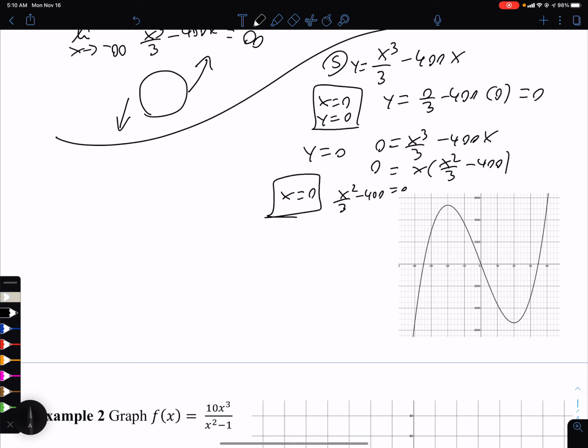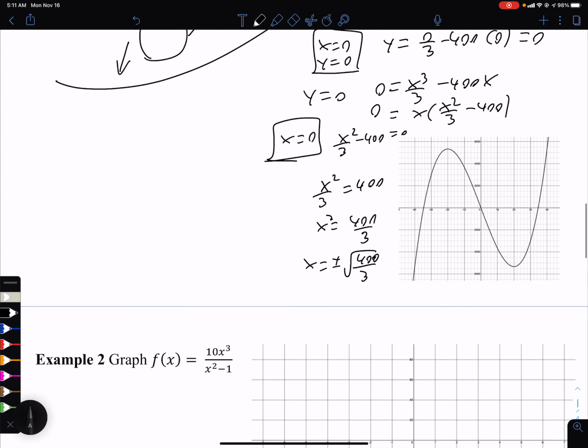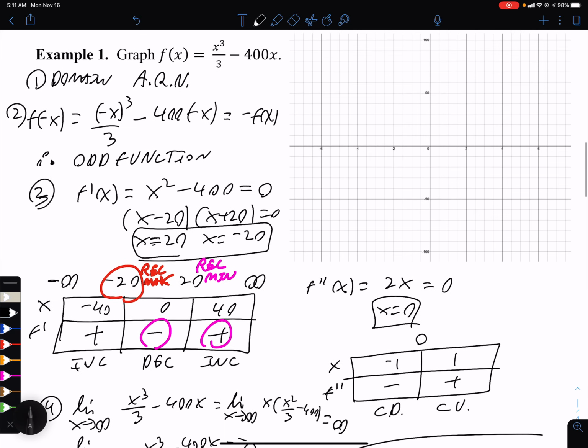So what I get is x equals 0, x squared over 3 minus 400 equals 0. That's pretty self-explanatory. And then x squared over 3 equals 400. x squared equals 400 times 3. x equals plus or minus the square root of 1200, and if I solve that in a calculator, it's about plus or minus 34.6. So we're going to tie all this crazy stuff together.